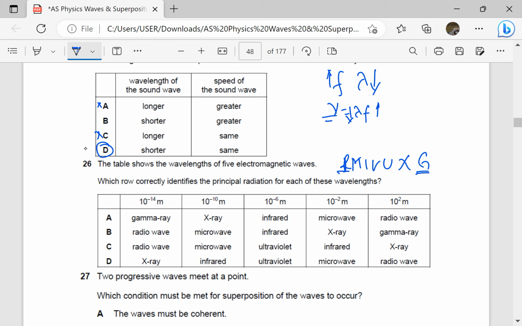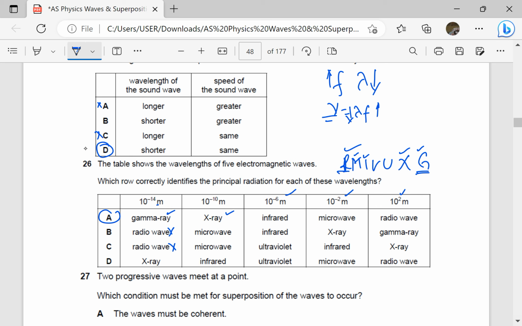So we are seeing that here the wavelength is increasing. The wavelength in A is increasing. Gamma rays have the smallest, followed by X-rays, then infrared, then microwaves, and then radio waves. I think the answer is going to be A. Radio waves cannot have that small wavelength compared to the gamma rays.